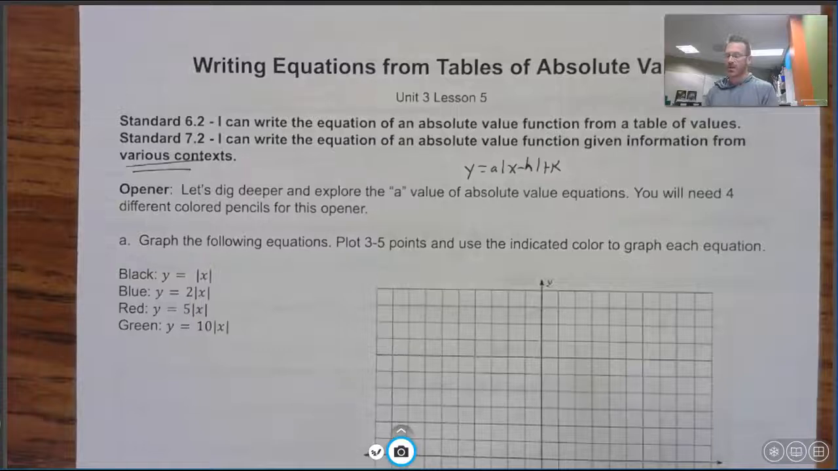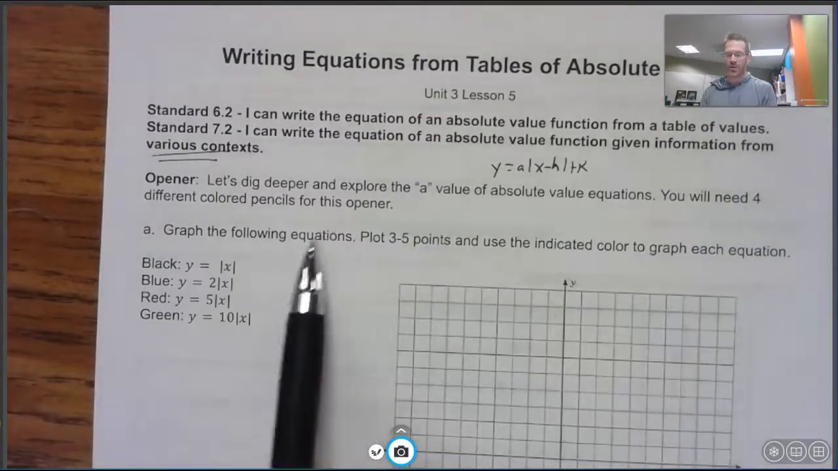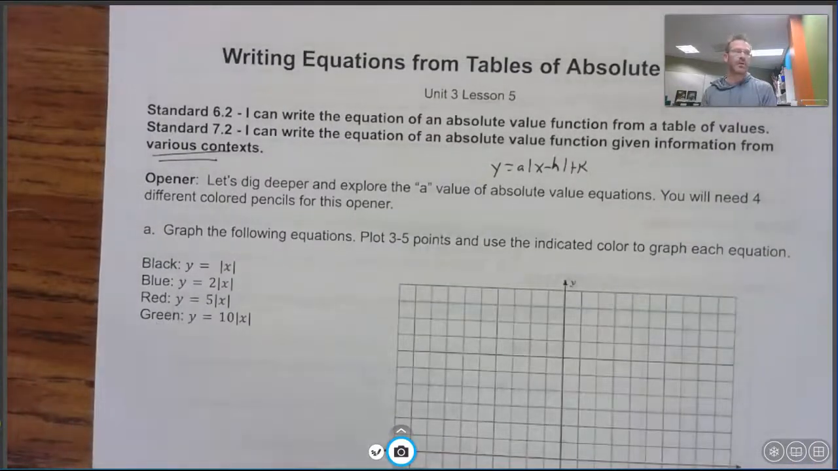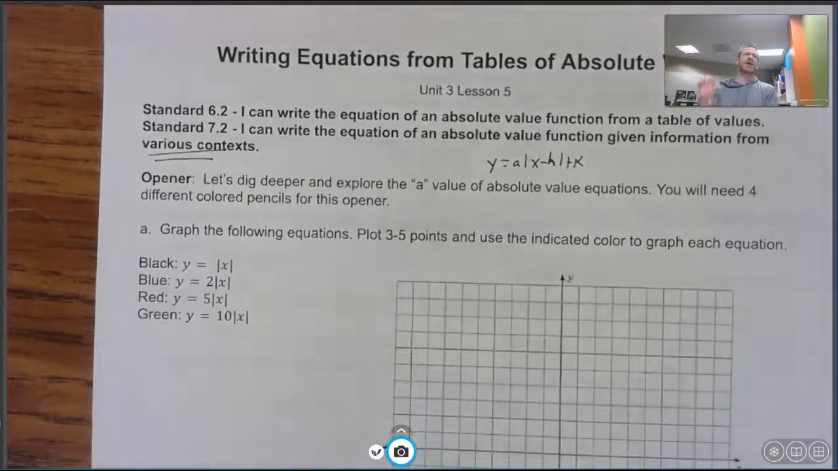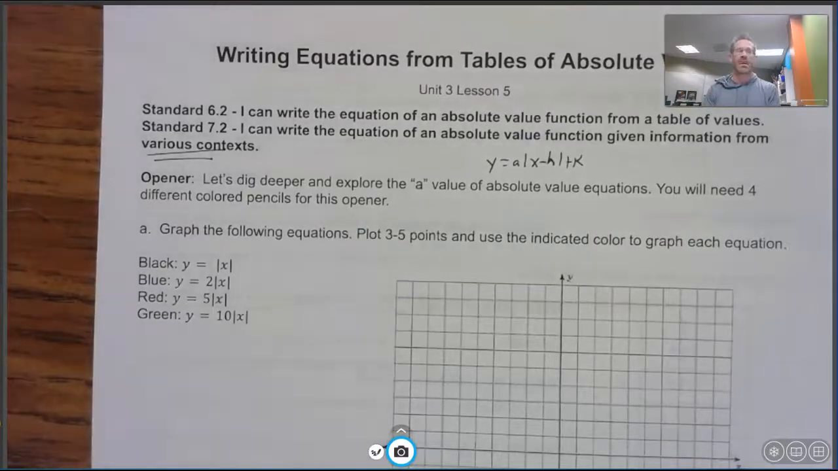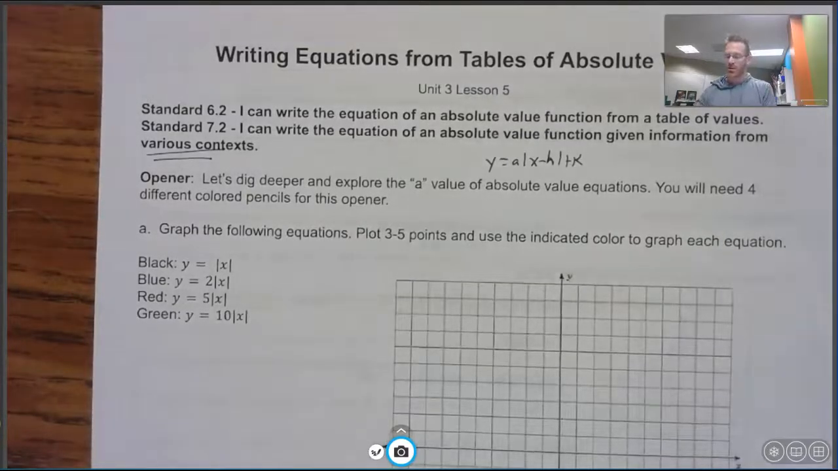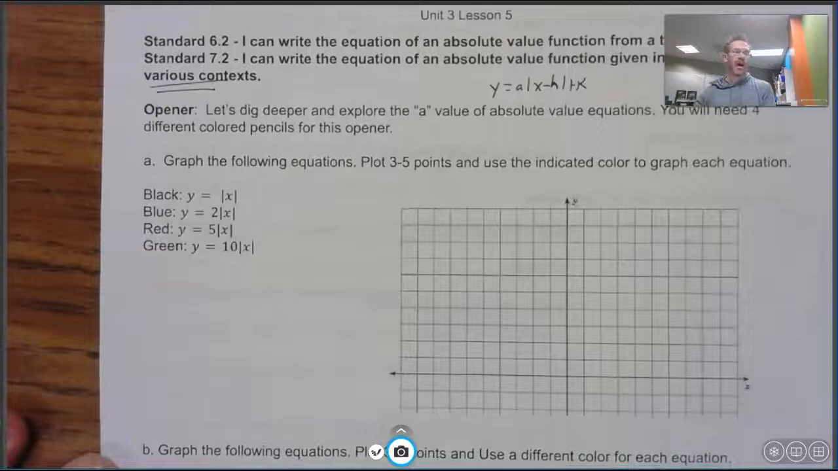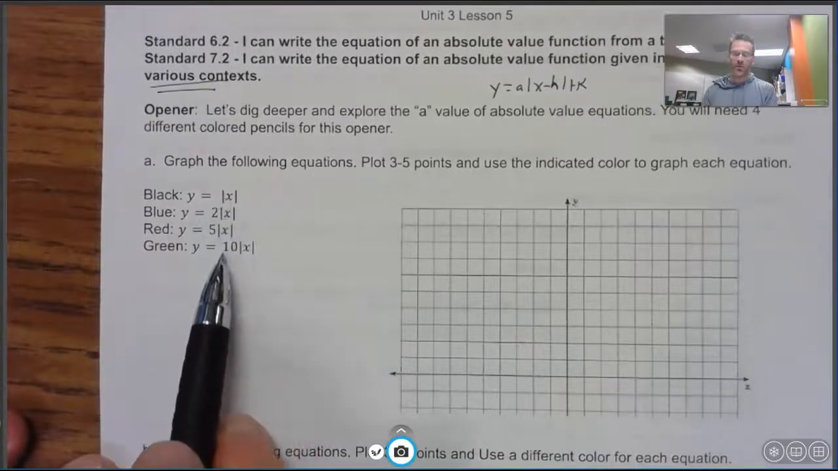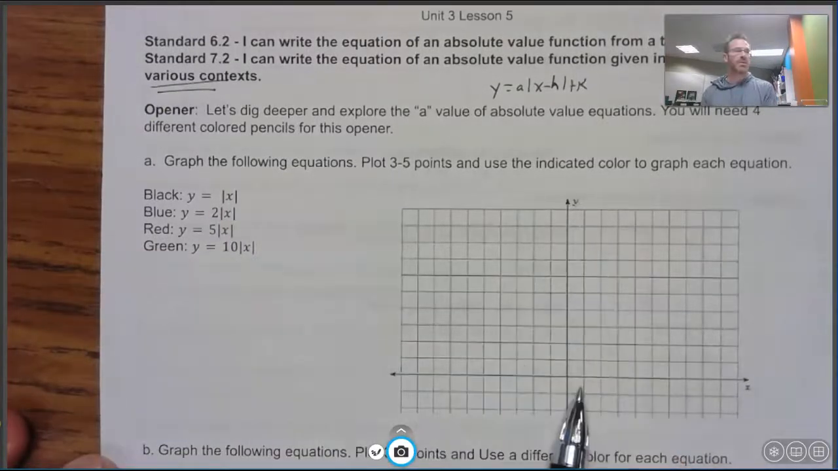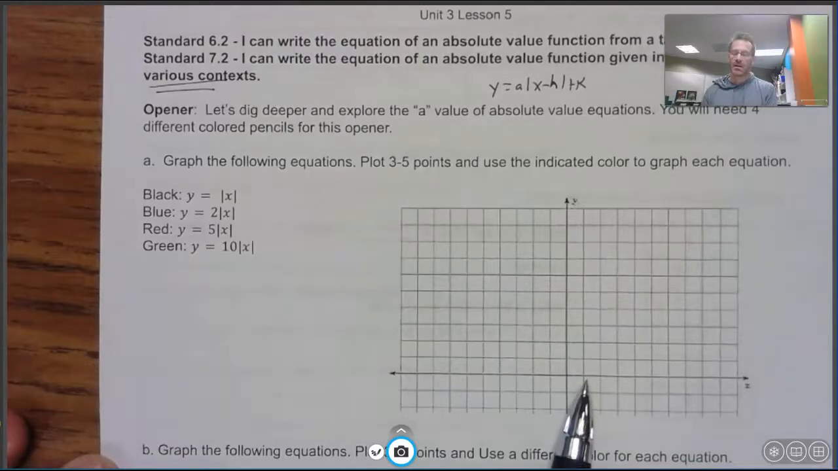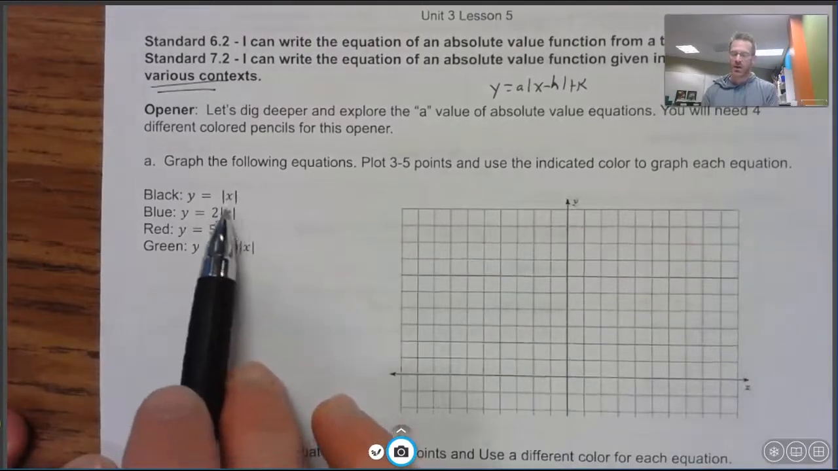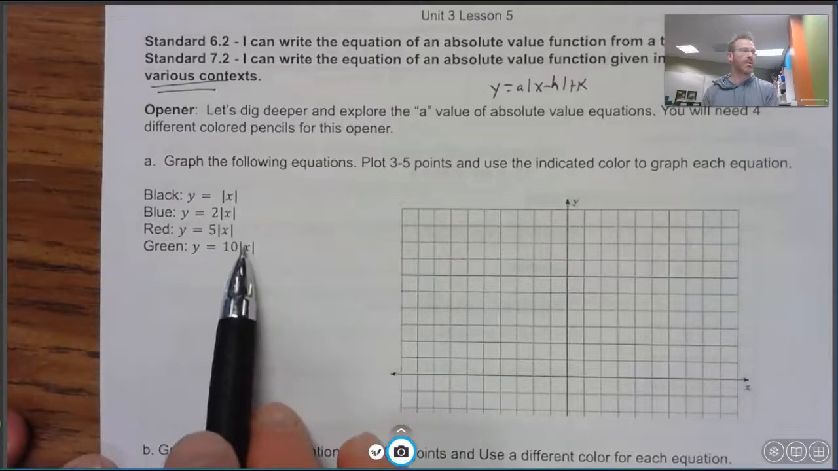So what I'd like you to do is find 4 different colored pencils for the opener. Black, blue, red, and green would be great. If you don't have those specific colors, that's fine, as long as you have 4 different colors. You're going to do part A and part B here. You're going to graph each of these 4 absolute value functions on the same graph and get as many points as you can. You can get several points for the first one, a couple here, a couple here. You may only get 1 set of points for here.